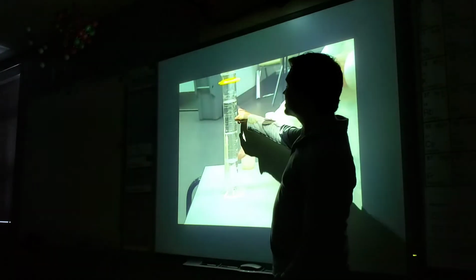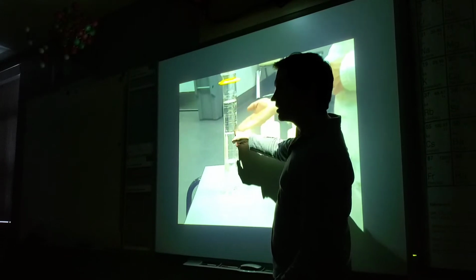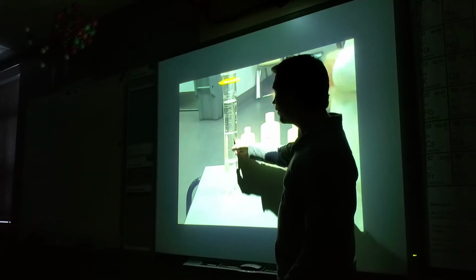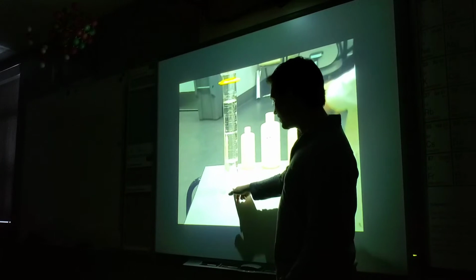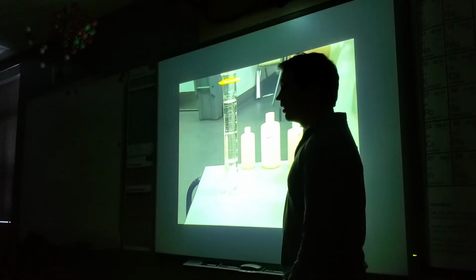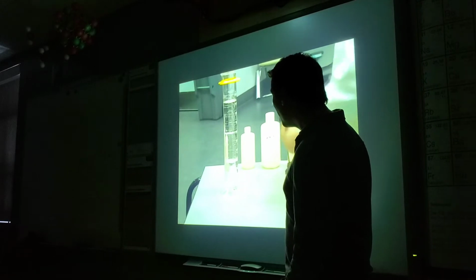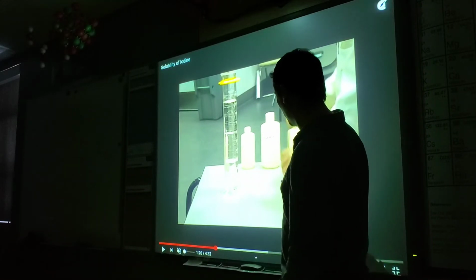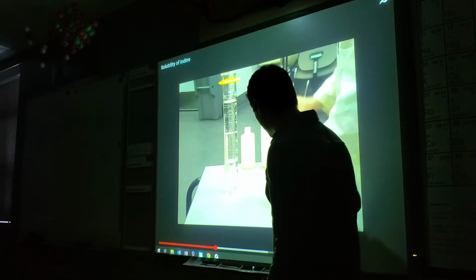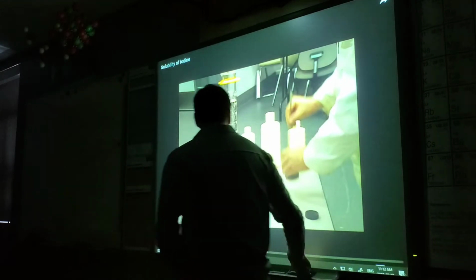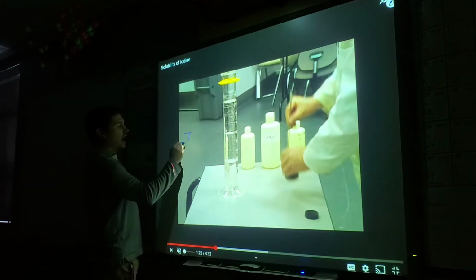So he's got cyclohexane on top. He's got water in the middle. And he's got dichloromethane. He's adding iodine, chunks of iodine. Now, what I want to bring to your attention, I hope I can do this. Okay, so iodine is I2.